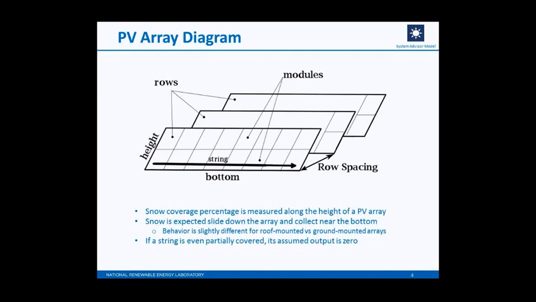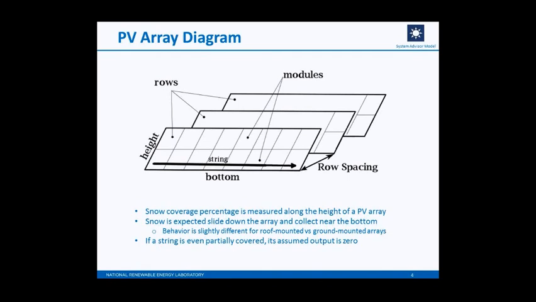So real quick, just as a quick description, here's a diagram of a PV array. Over on the left, you see the height of a PV array. So this is when you have multiple modules connected together inside of one row. So from this point on, when I'm talking about the snow coverage percentage, I'm talking about the percentage of the PV array which is covered along that axis that I've labeled height.